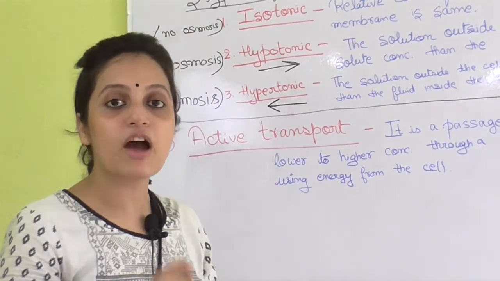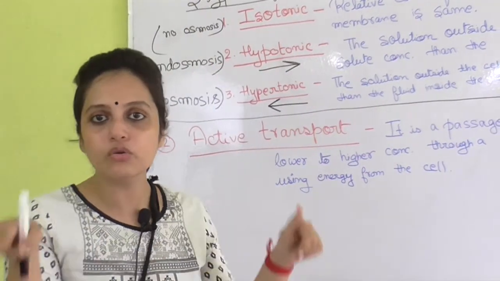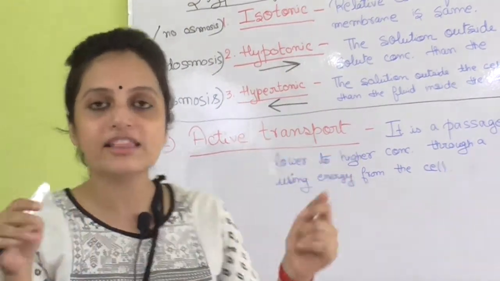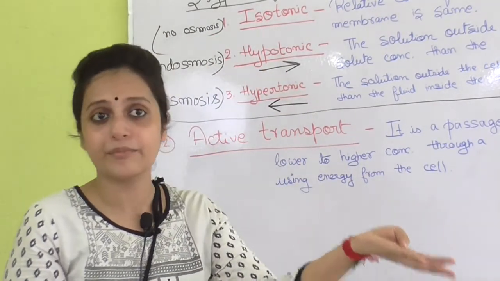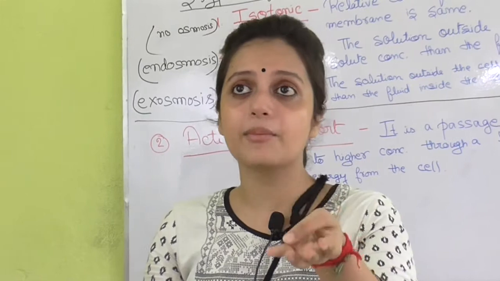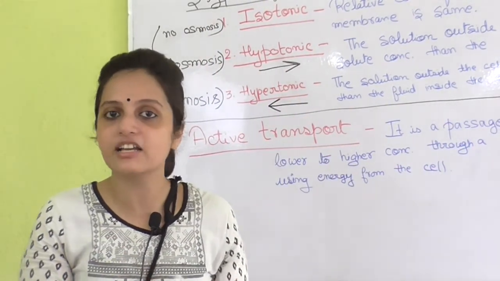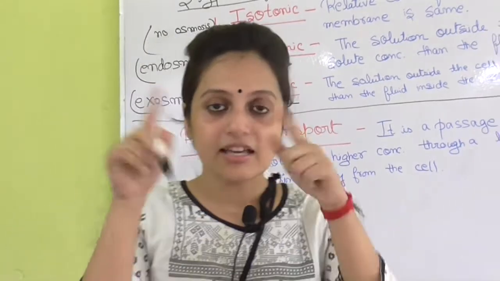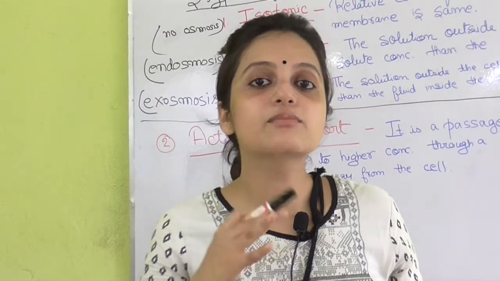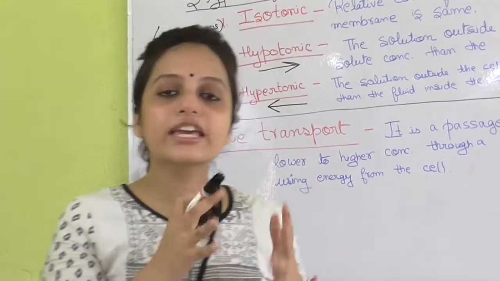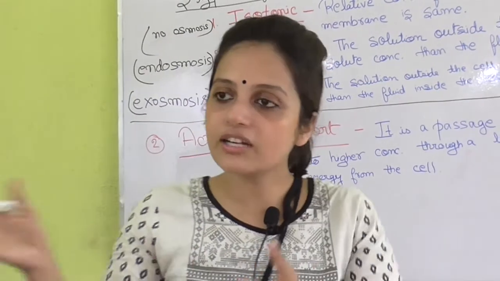Where does it happen? It happens in the root, obviously. Why does it happen in the root? In the soil there are a large number of nutrients present, like potassium, sodium, calcium, and magnesium. But in the root, the nutrient content is more. Why? To keep up the process of osmosis, because without it the water will not enter.